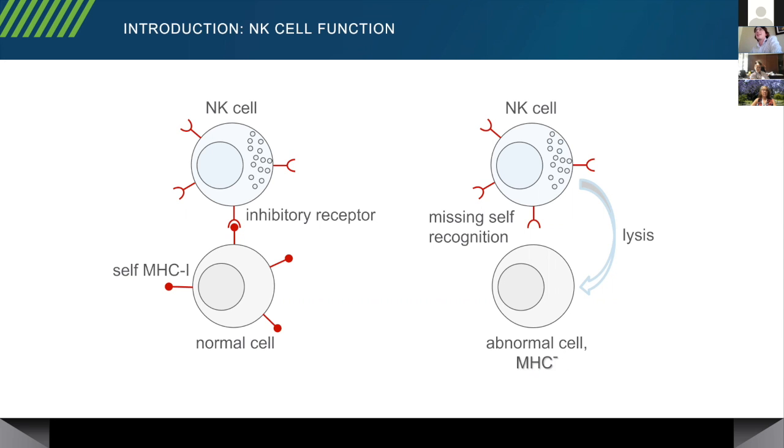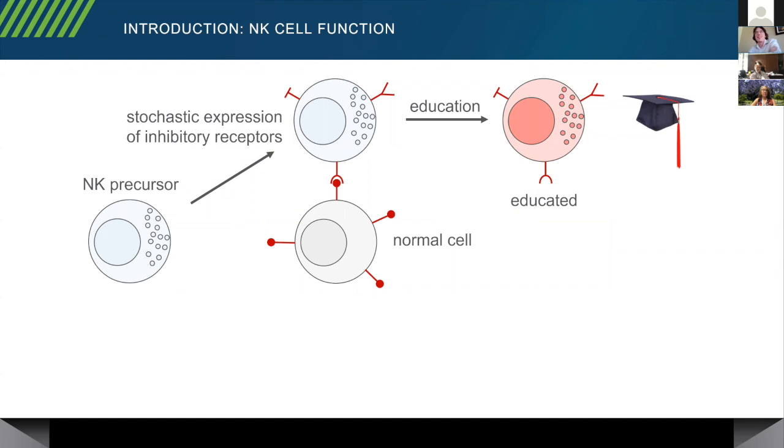So how does the NK cell know which kind of receptors to look for? Like us, the NK cell has to be educated to be able to distinguish those cells. So what usually happens is that the NK cell starts as a precursor cell, followed by stochastic expression of multiple different kinds of inhibitory receptors. And at this stage, the NK cell explores its environment and tries to dock with other cells and thereby learn what is considered a normal cell, or a healthy cell, in this environment. And when this process is complete, we say that the NK cell is educated and can then perform the function that it's supposed to do.